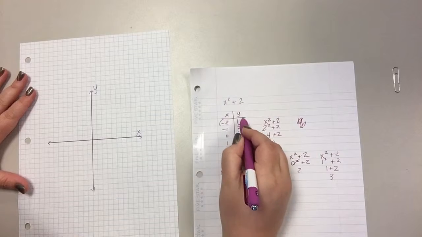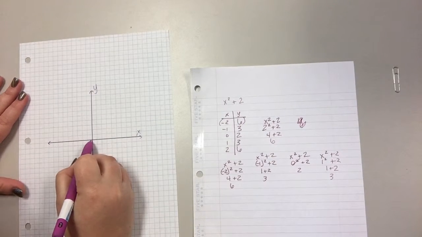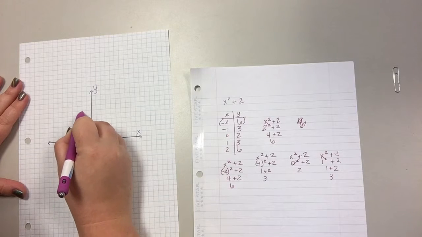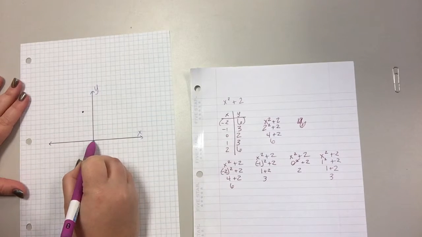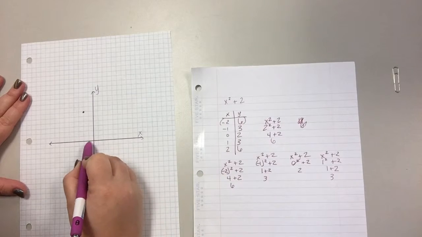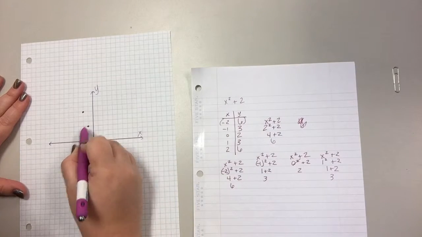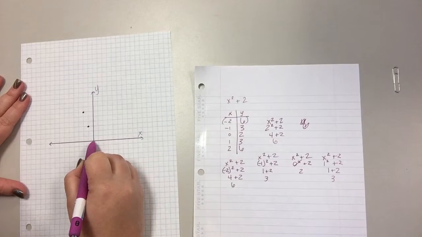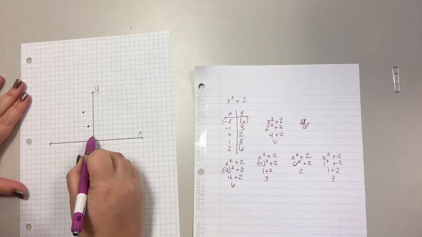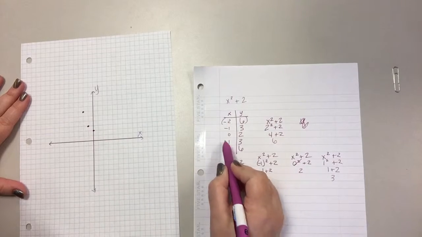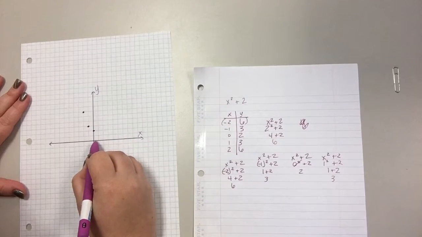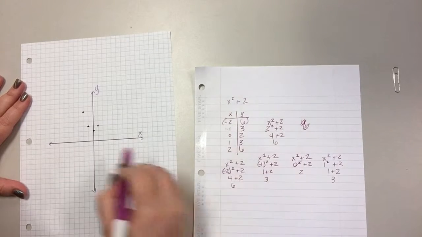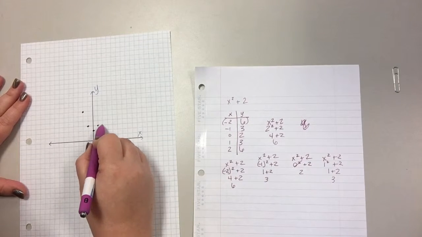All right, when I go to graph -2, 6, go to the origin. I go 2 left and 6 up. Go back to the origin. I go left 1 and up 3. Go back to the origin, 0, 2. So I do not go left or right, but I go up 2. 1, 3, go to the origin, 1 to the right and 3 up. Go back to the origin, and then 2, 6, 2 to the right and 6 up.